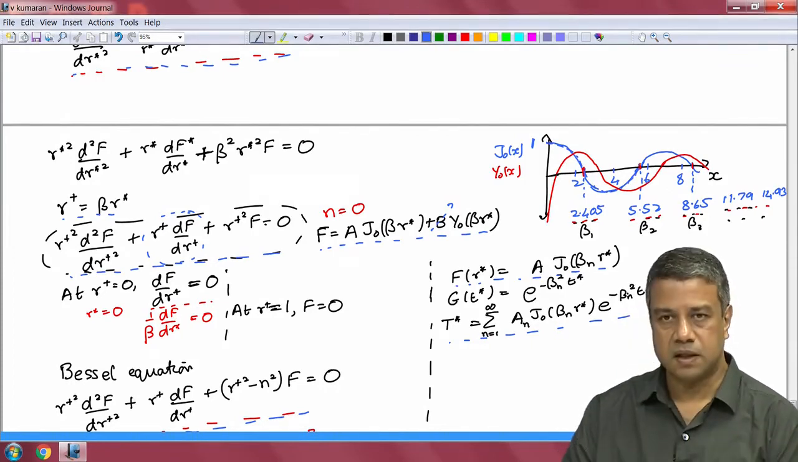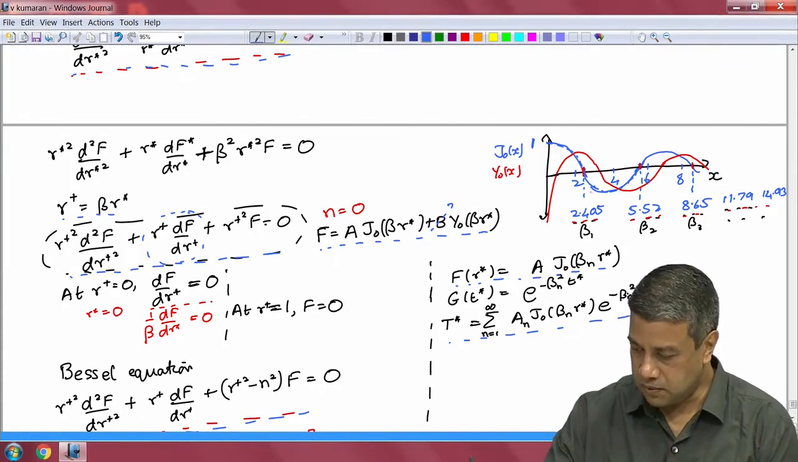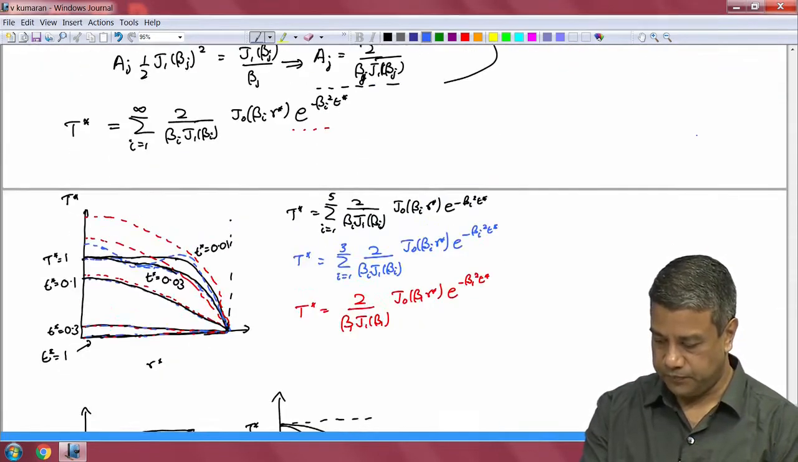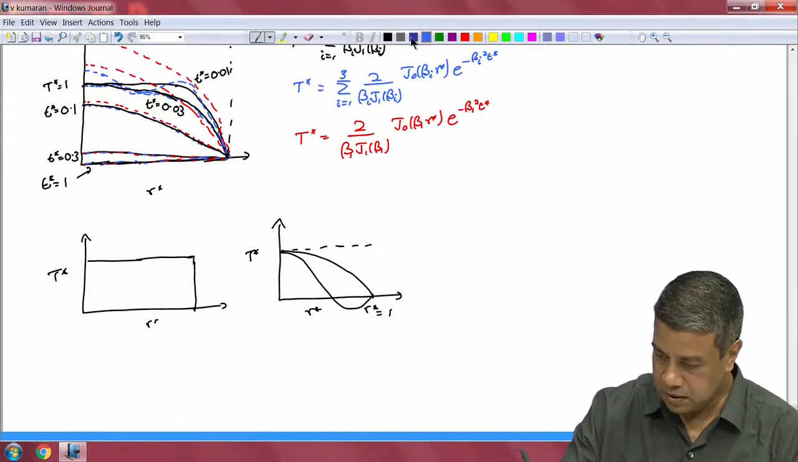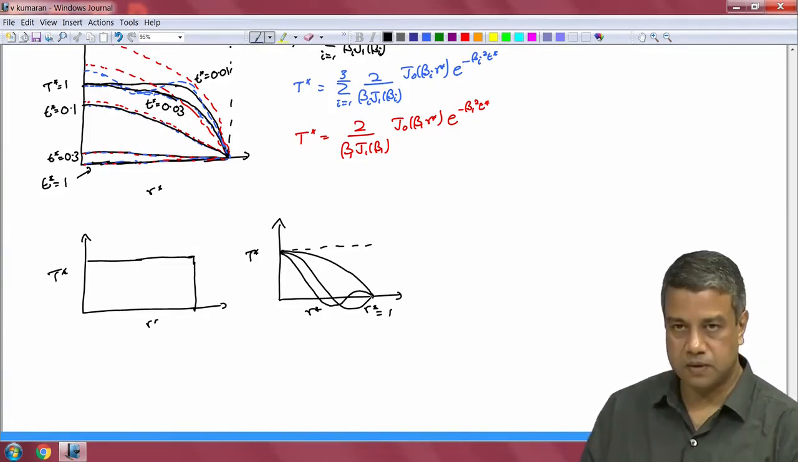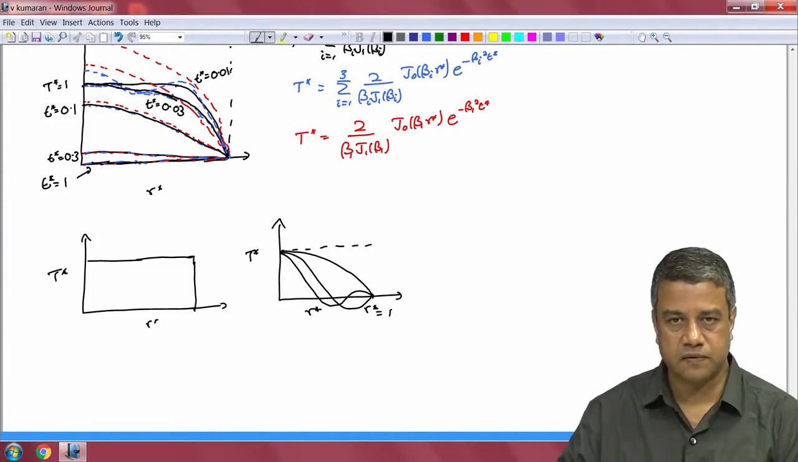Okay. It has 0 crossing there. The third one will have 3 extrema. The third one will look something like this, and so on. Okay. So, you have this infinite series of functions.